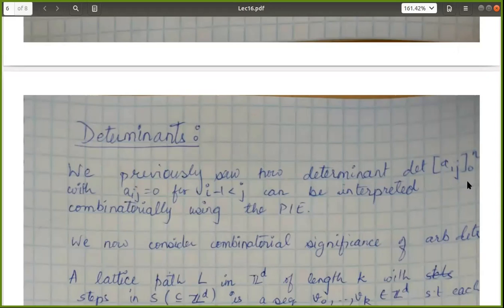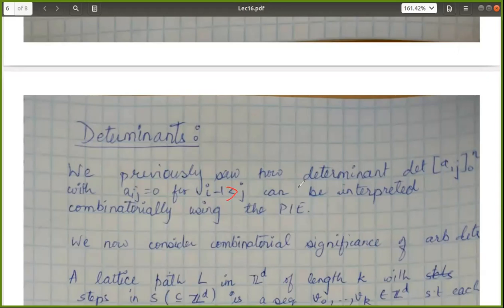I think I have made a mistake again. It should be bigger, not smaller. That's the typo. Okay, you understood what I'm saying? This is the reverse inequality.